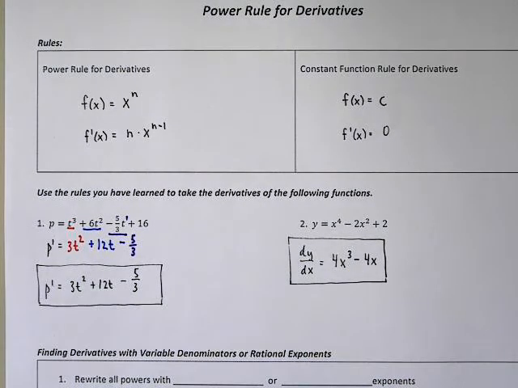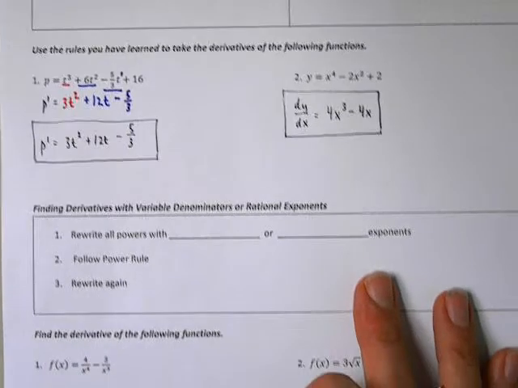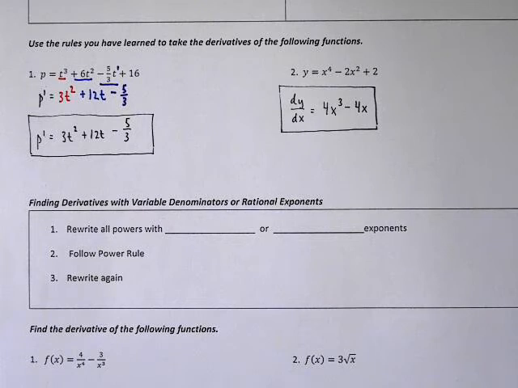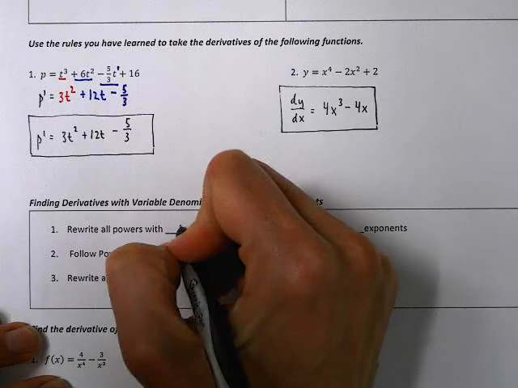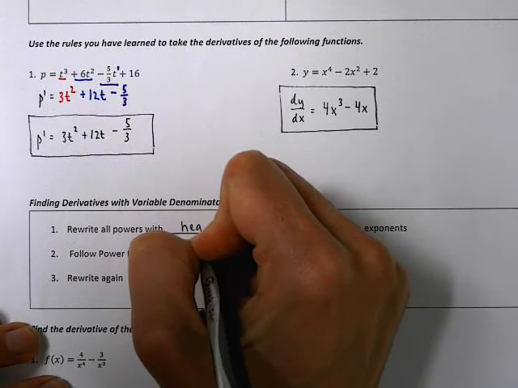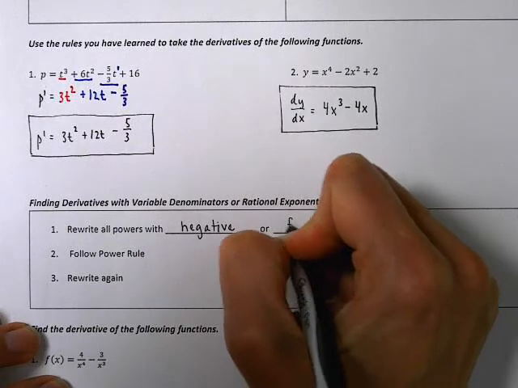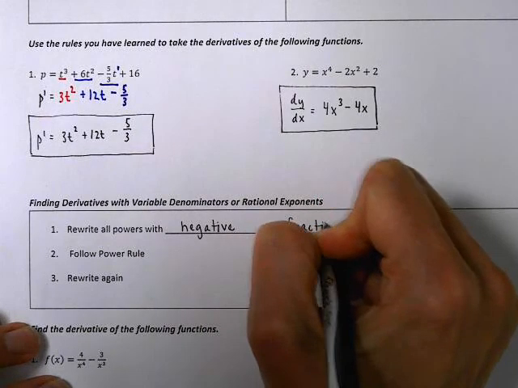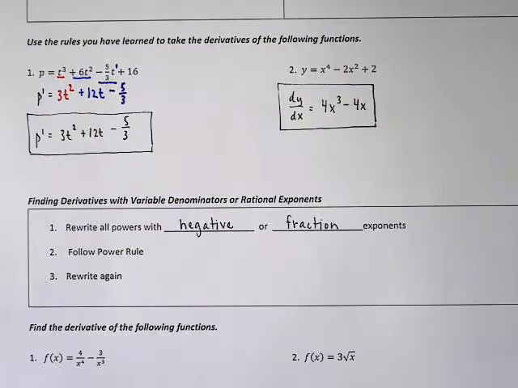Now the only thing that complicates this at all is when I have derivatives of functions with variable denominators, or they have rational exponents. So here's what we're going to do in that case. We're going to rewrite all the powers with negative or fraction exponents. And you'll see what I mean by that in a minute.